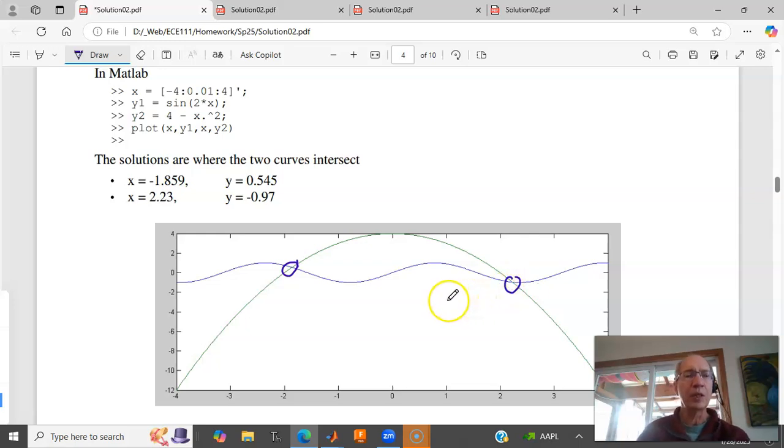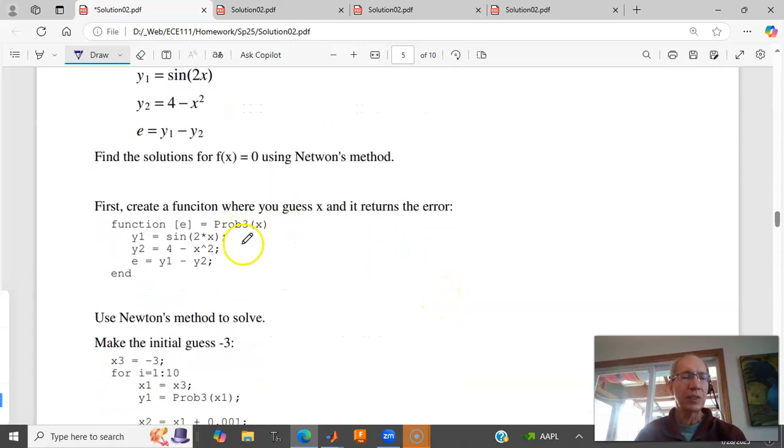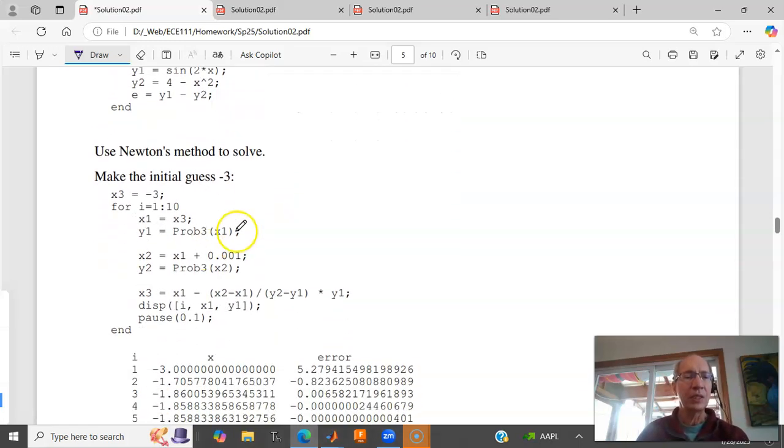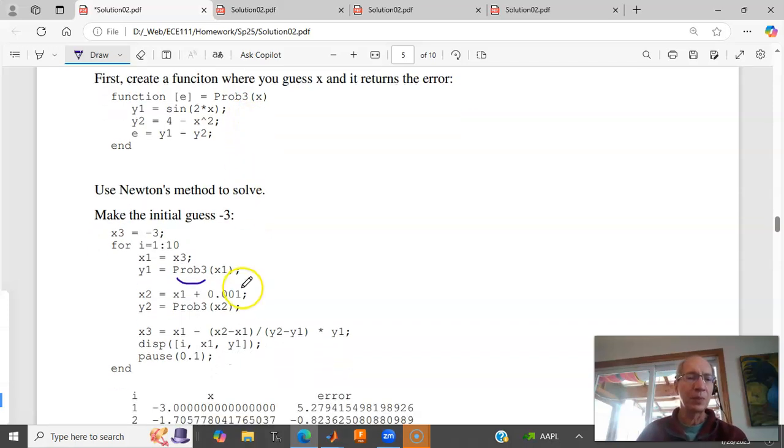I can do that using numerical methods. What I'll do using numerical methods is create a new function called problem 3. I'm going to pass x, calculate y1, calculate y2, return the error. I'll then repeat using Newton's method. Only thing that really changes is I now want to find the solution that equals 0 for problem 3 rather than problem 1. Perturb it, reiterate 10 times.